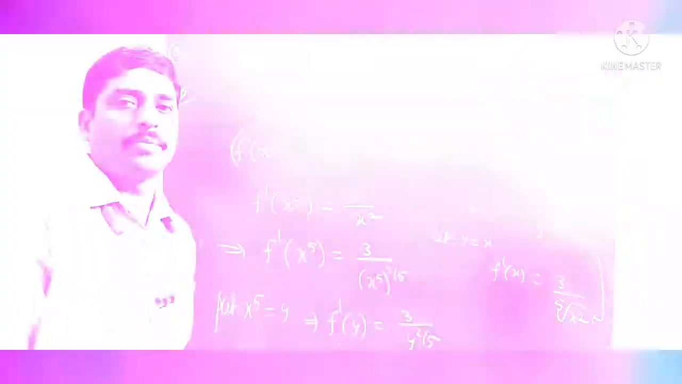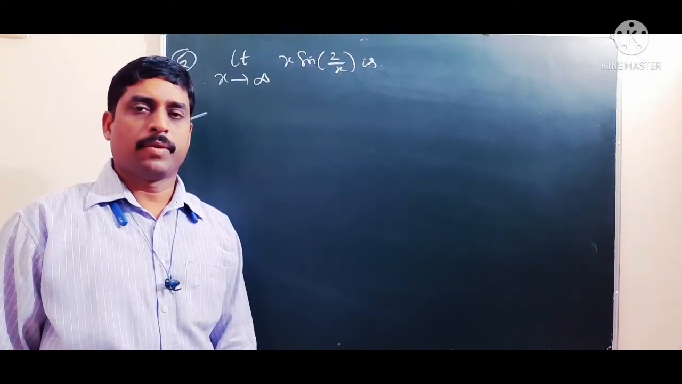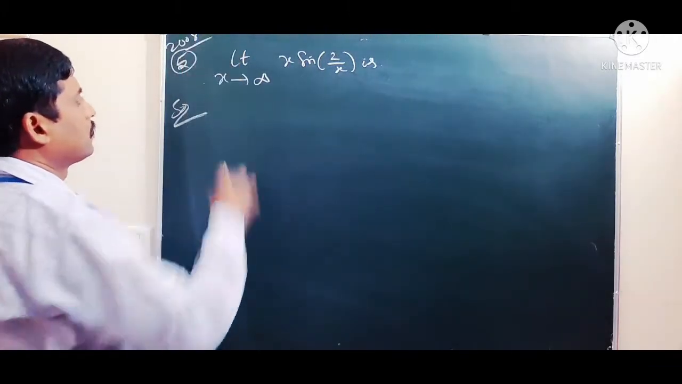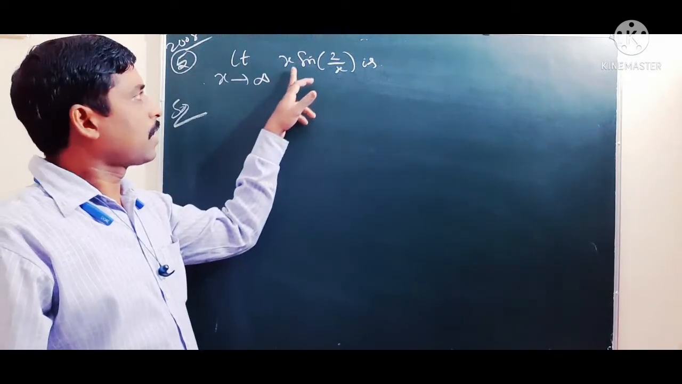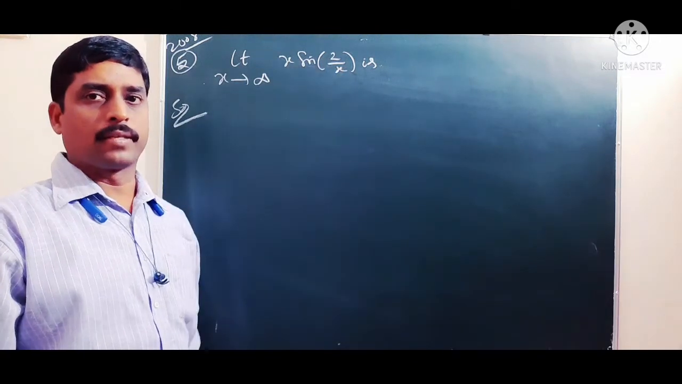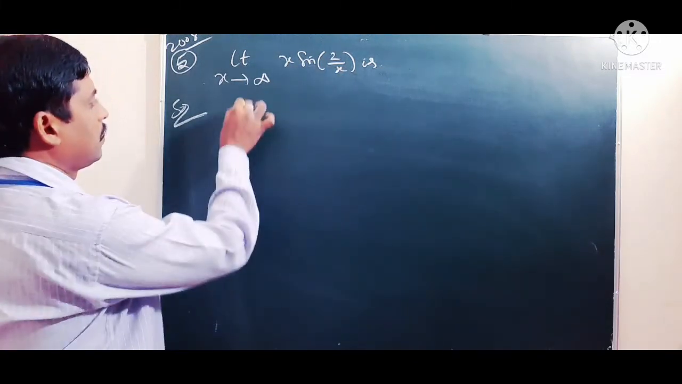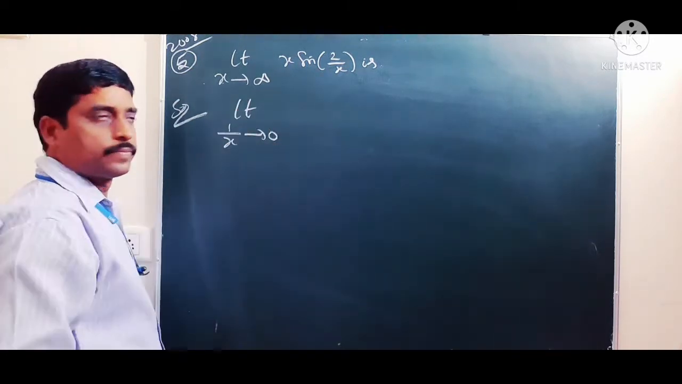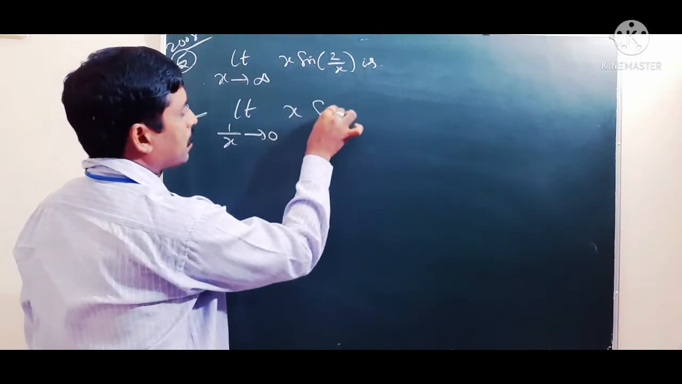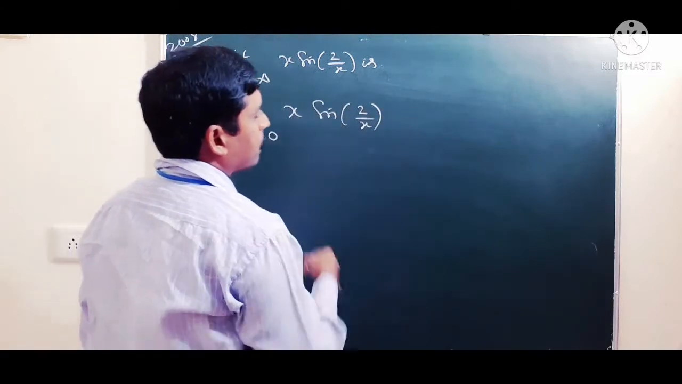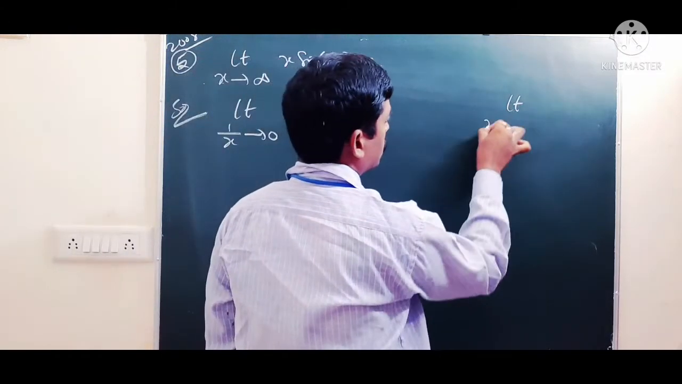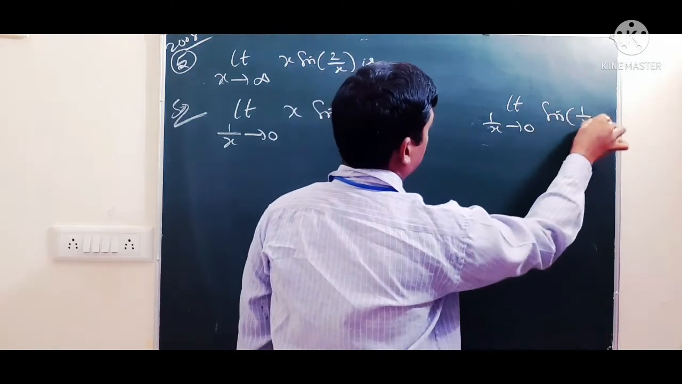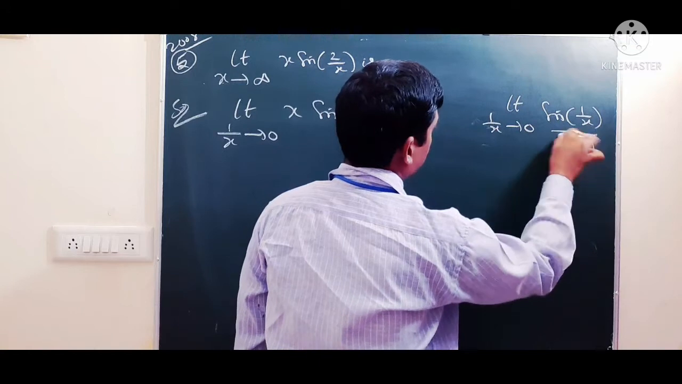Okay, first option correct. Let us go to the next problem. This is from 2008 question. Limit x tends to infinity of x into sine of 2 by x. Limit x tends to infinity means 1 by x tends to 0. So x into sine of 2 by x. We have one formula: limit 1 by x tends to 0, sine 1 by x by 1 by x, this will be 1.